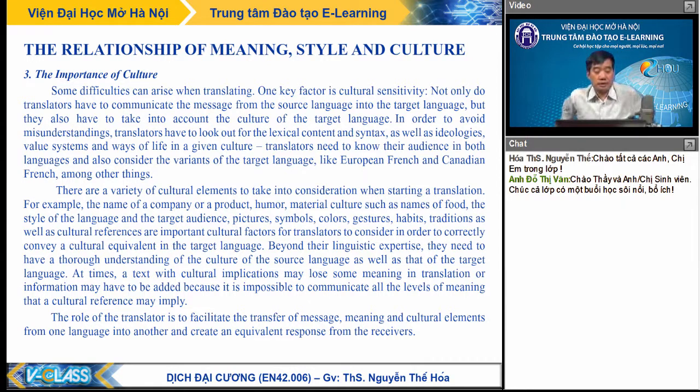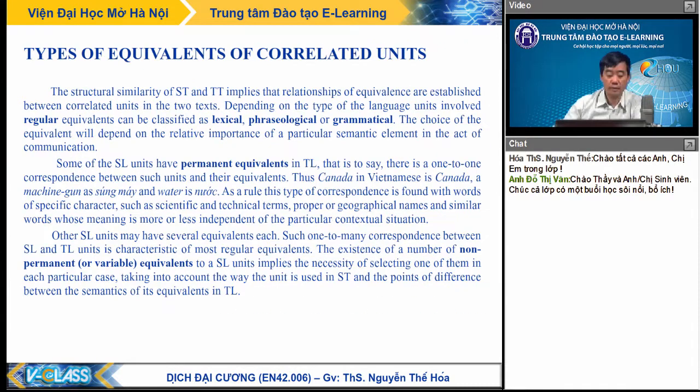And there are varieties of context elements to take into consideration. For example, you may find out something about the name of a company, the name of a product. You may have humor, material context, such as the names of food, the style of language. All of them can contain some kind of cultural aspect.